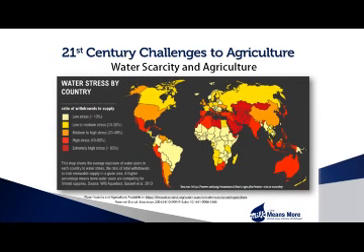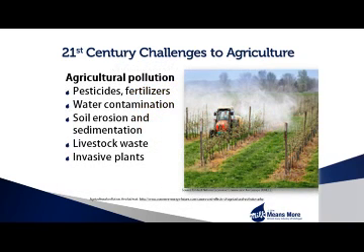This map shows how global climate change will affect global water supply. Agriculture accounts for about 70% of global water withdrawals. Lack of water for agriculture uses will reduce crop quantity and biodiversity. Although modern farming techniques have vastly increased productivity, they've also introduced agricultural pollution.